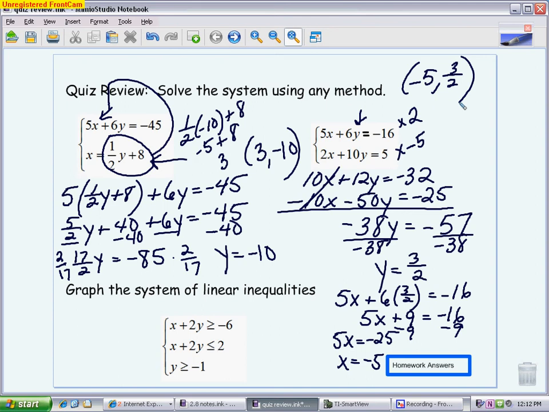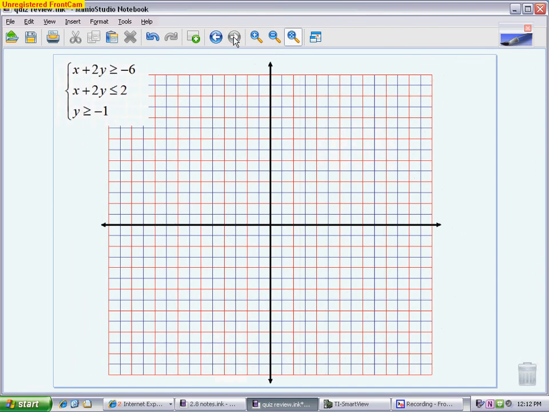The last one that you have to do up here is the last type of question you'll have on the quiz. These are linear inequalities. The difference with these is they're going to be completely visual, and you are doing shading. Your goal is to figure out where the shading overlaps. So you want to make sure you have some sort of grid.